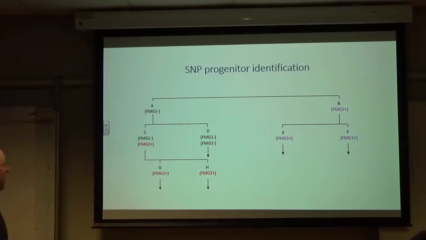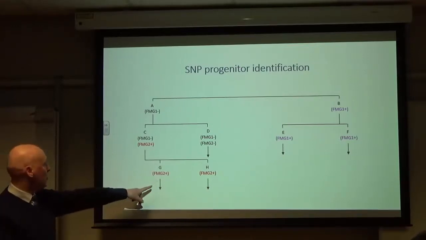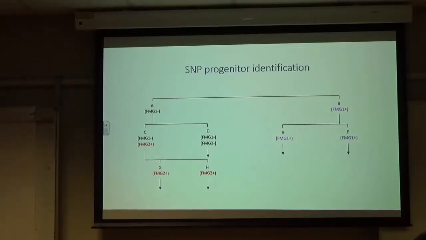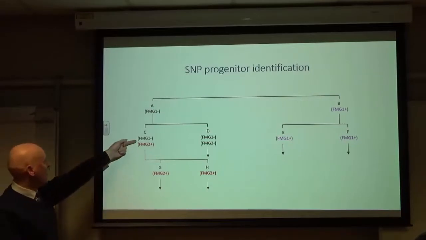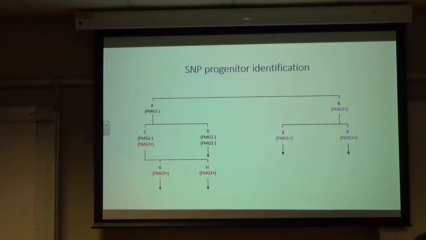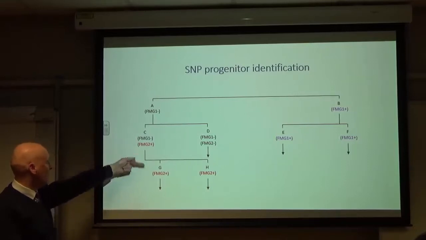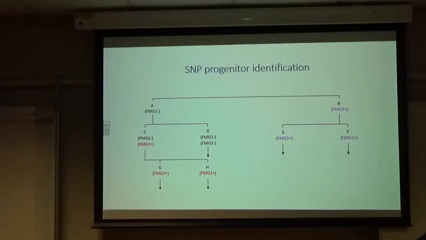Similarly, if you look at the left-hand side here, we have G and H, whose descendants tested positive for FMG2. So it must have come from their father, C, but his brother, D, his descendants tested negative. So therefore, C is the SNP progenitor of FMG2. Okay?